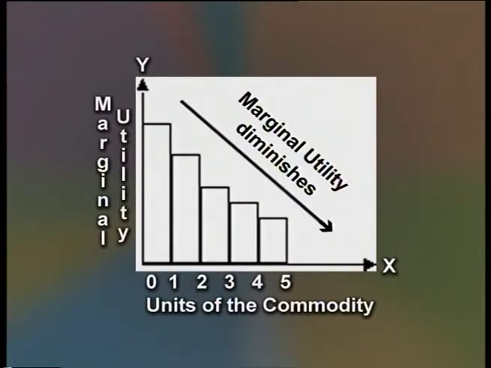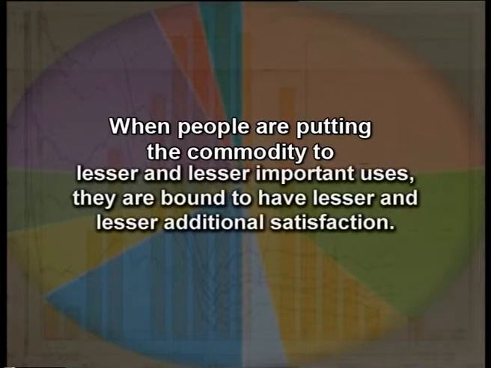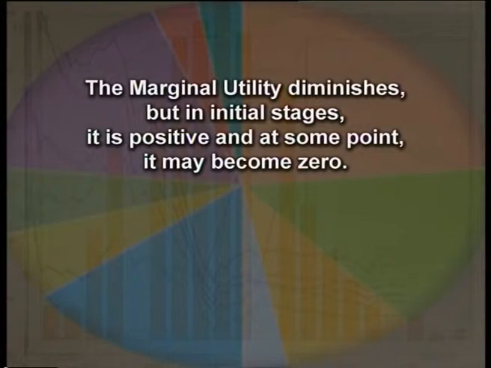So from this, what do we find? We find that when people are putting the commodity to lesser and lesser important uses, they are bound to have lesser and lesser additional satisfaction. That is one thing that we learned. The second thing is that marginal utility diminishes, but in the initial stages it is positive, and at some point it may become 0.